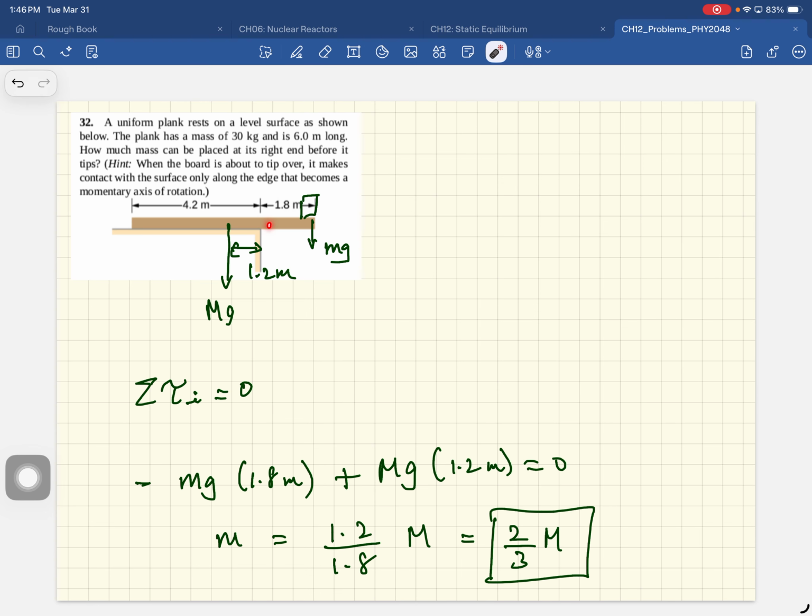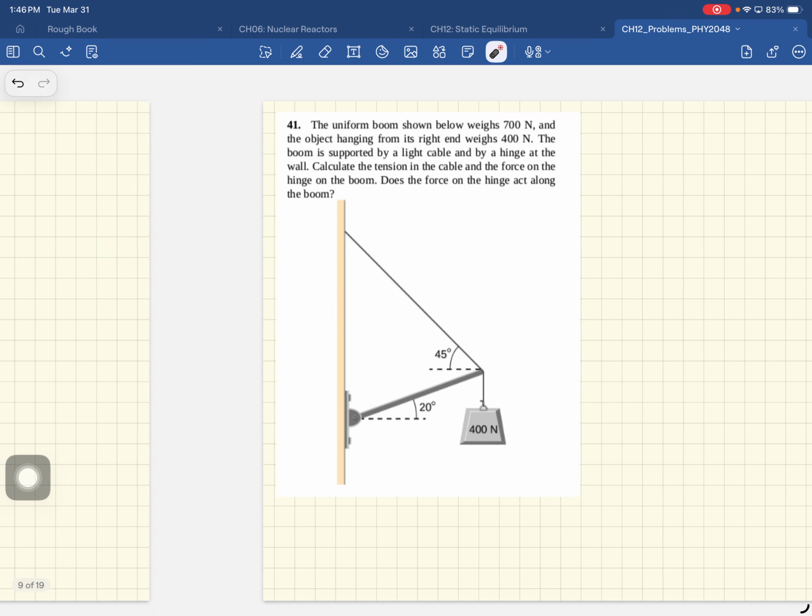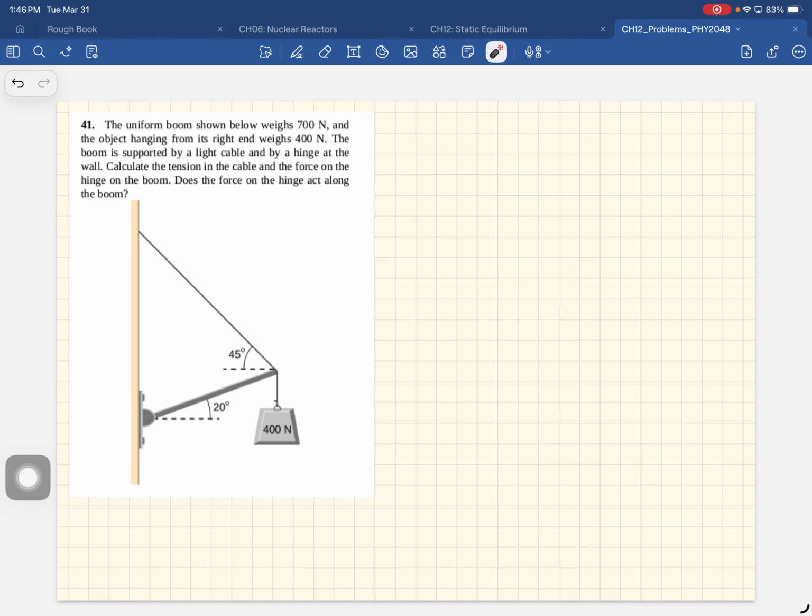The L, what did you get L over? The weight of this boom is acting in the center. This is L over 2, and that L was the length of the boom. This is L over 2, and this is the moment arm. And so L over 2 cosine 20. The cosine 20 is the x component of the distance. The perpendicular distance, this is vertically down, so this is the right angle triangle.